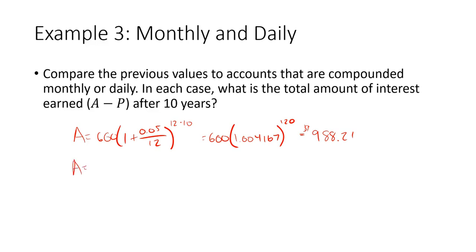For daily, same thing, we're just going to replace n with 365. That's 600 times 1.00013699.